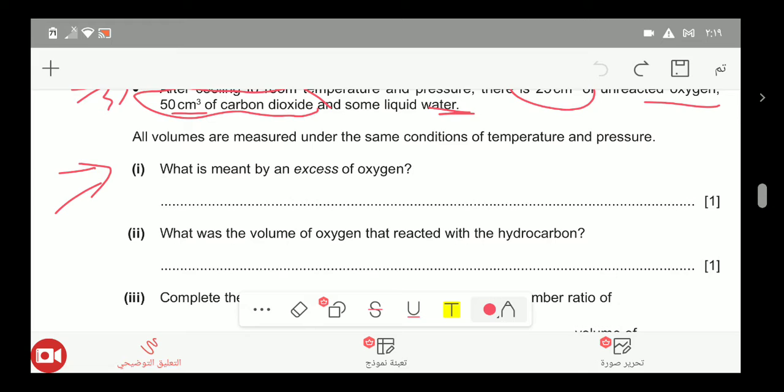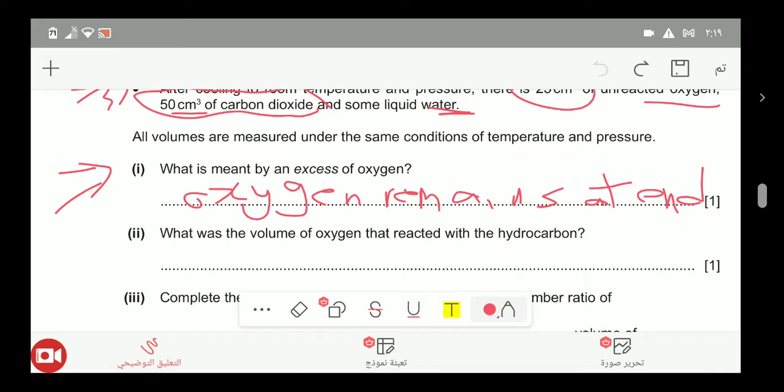Excess here means oxygen remains at the end of the reaction. Okay, let's move to question number 2.